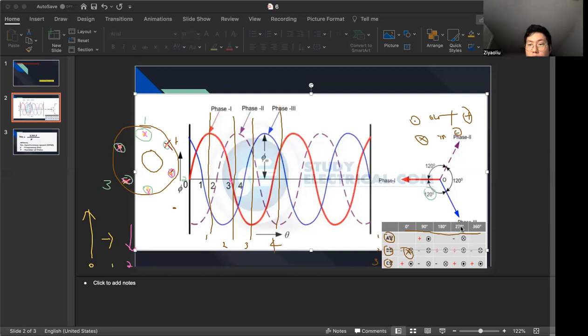So 270 degrees, what happened? Let's see. Okay, 270 degrees here, right? This point. So look at that. What happened? A is minus, right? Which means X. The other side needs to come out here, right? And both of them here, what happened? Both of them are plus. Plus means X. And here's minus, right? So look at that. What happened?